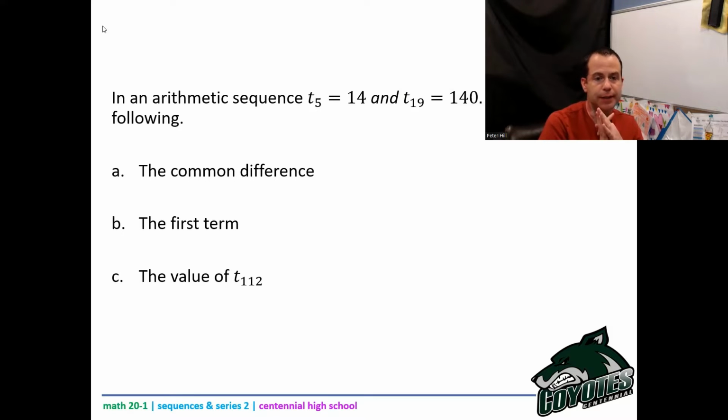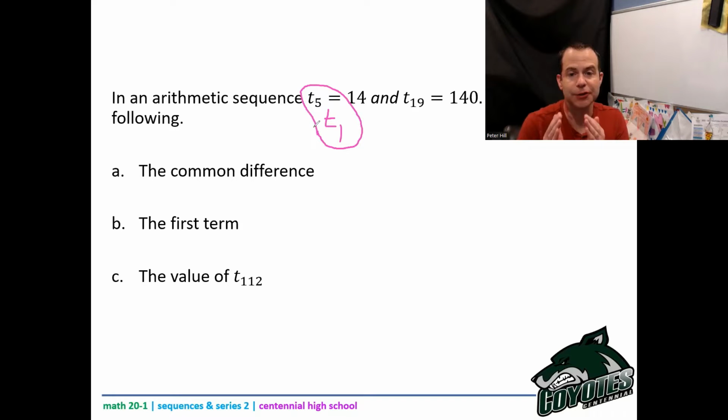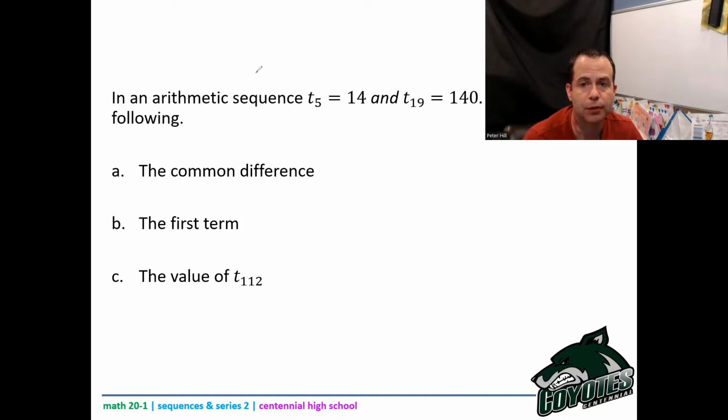The first thing we want to do is get that common difference. I know it's arithmetic because I was told so in the question. To do that, I'm going to call this guy t of 1. Since it was t of 5, I have essentially moved things down by 4. So if I call that guy t of 1, I'm going to need to call this guy t of 15.